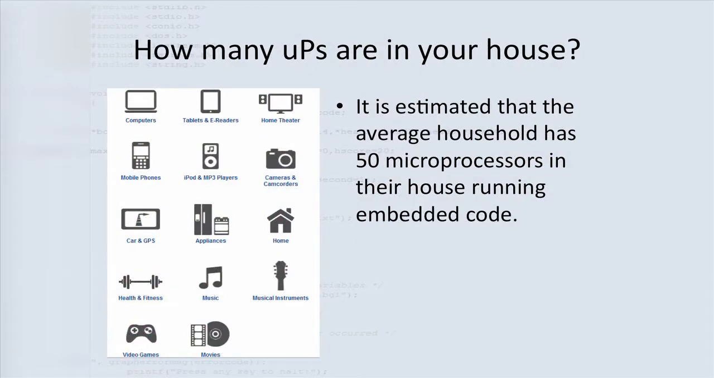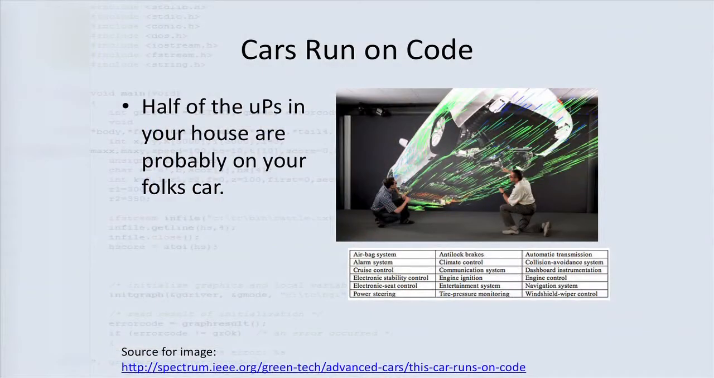So let's think for just a minute, how many microprocessors are in your house? In the average household, there's 50, considering your TV, your dishwasher, your washing machine, some of the toys, right? All of them are running in your house, and half of them are running in the car in your parents' garage, just for you to know. Down here are the places in your car that run code, like the airbag system or the alarm system.